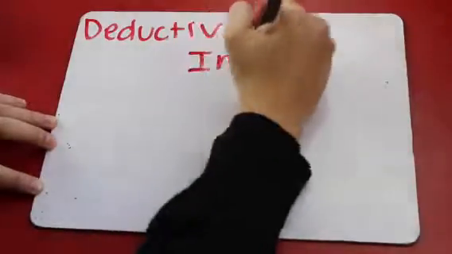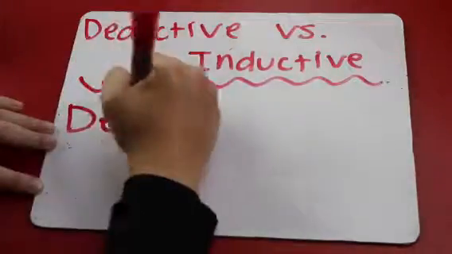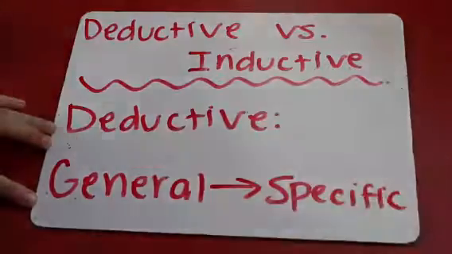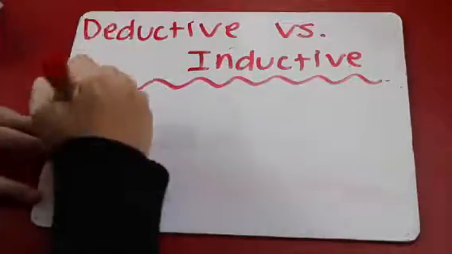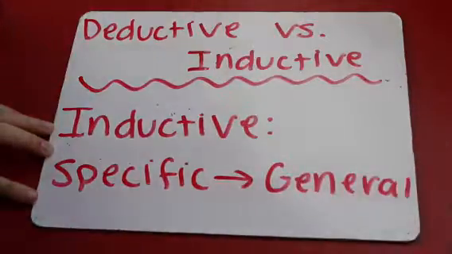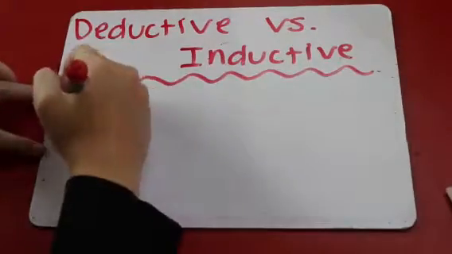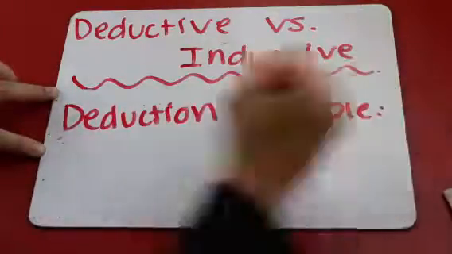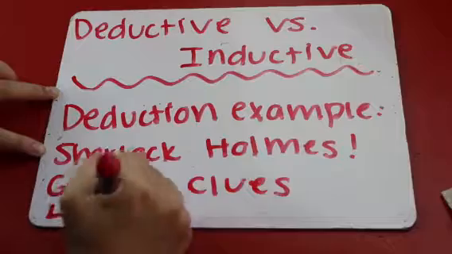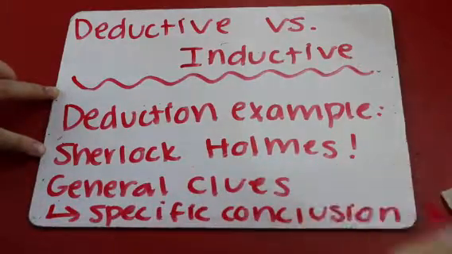Deductive versus inductive. Deductive logic is using a commonplace to reach a conclusion, or going from general to specific. Inductive logic uses the circumstances to form a belief, or it goes from specific to general. For example, Sherlock Holmes made deduction very common by applying common sense principles. He takes the general clues that he finds and applies them to a specific conclusion.